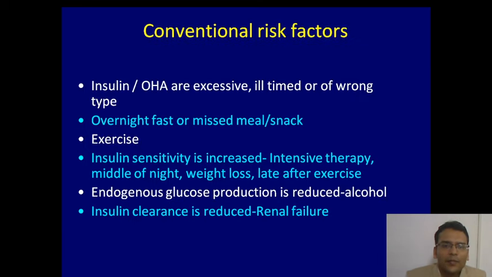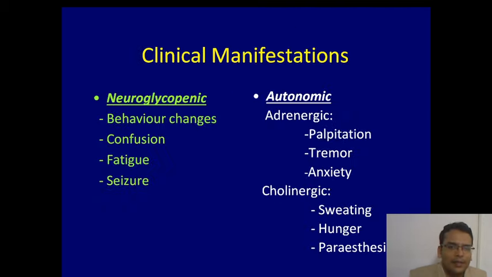Conventional risk factors for hypoglycemia include excessive dose of insulin or oral hypoglycemic agents, ill-timed or wrong administration of insulin, an overnight fast or missed meal or snack, excessive exercise, increased insulin sensitivity, for example in the middle of the night, reduced endogenous glucose production due to alcohol, or reduced insulin clearance due to renal failure.